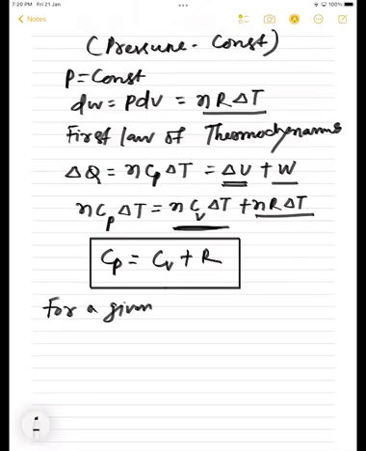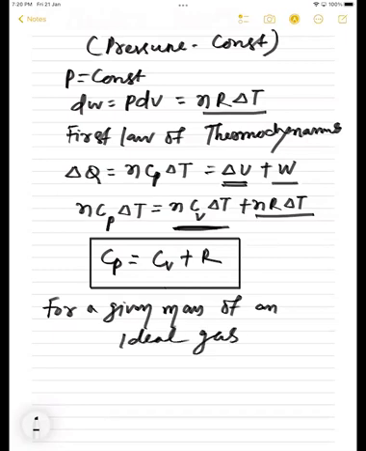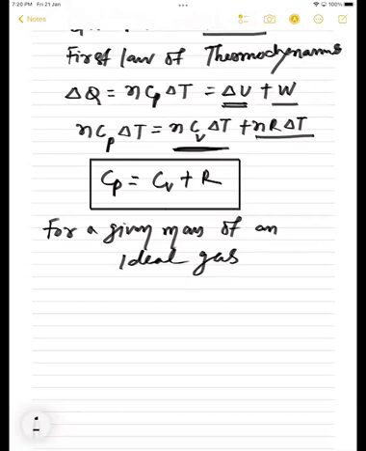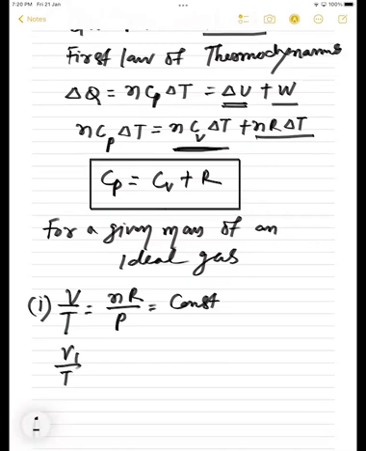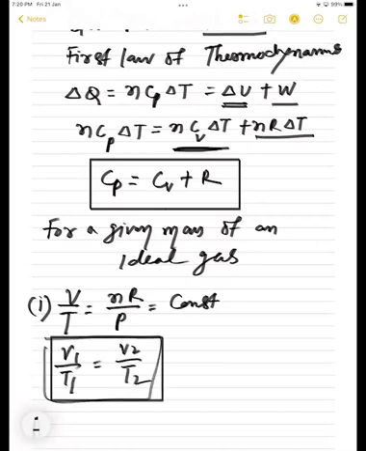Then for a given mass of an ideal gas, students, you can get V by T is equal to how much? As we got nR by P, that is constant, because PV is equal to nRT, you took P to that side because it is constant. And from here only you can see V1 by T1 is equal to V2 by T2. Correct or not? We can use this relation for isobaric process.